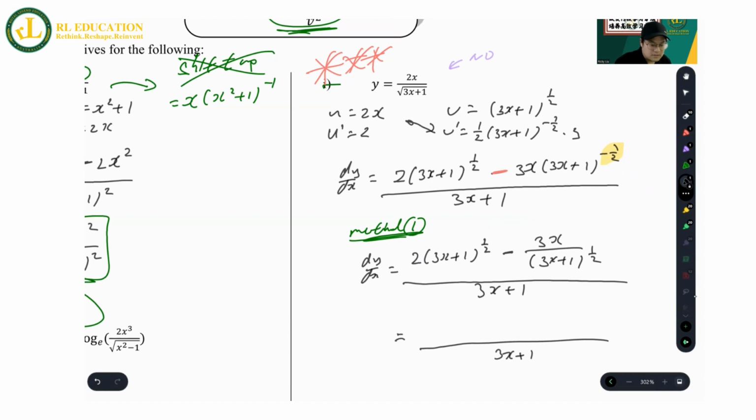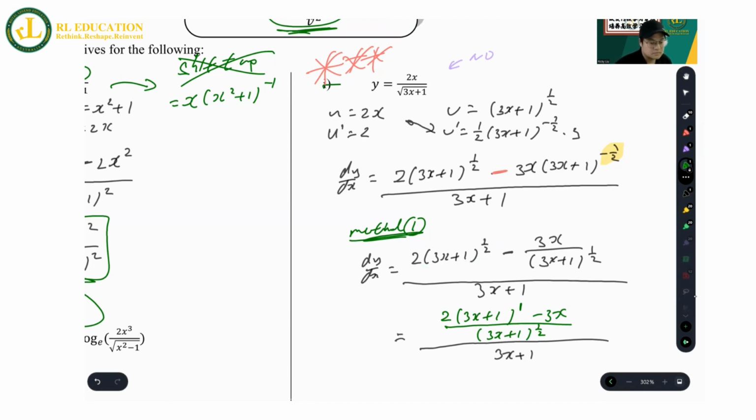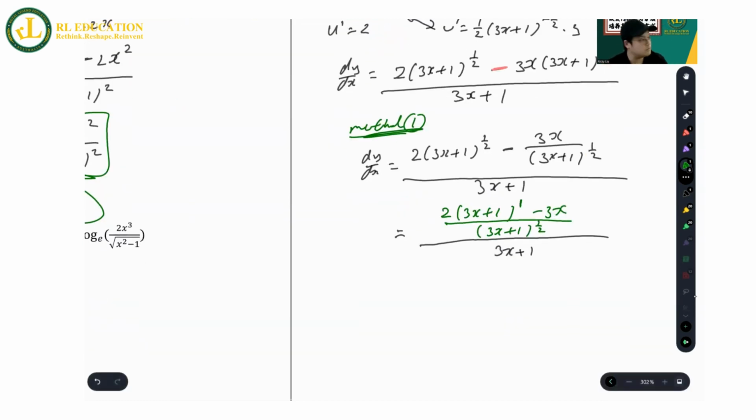Just finish that. So the common denominator at the numerator is 3x plus 1 to the power of a half, and this is minus 3x. So what does that become? Bottom times what? Top times what? This is over 1, if you know what I'm talking about. So you got 2 times 3x plus 1 to the power of 1. Are you with me? Yeah. And then basically I can flip. I can write it down nicely.